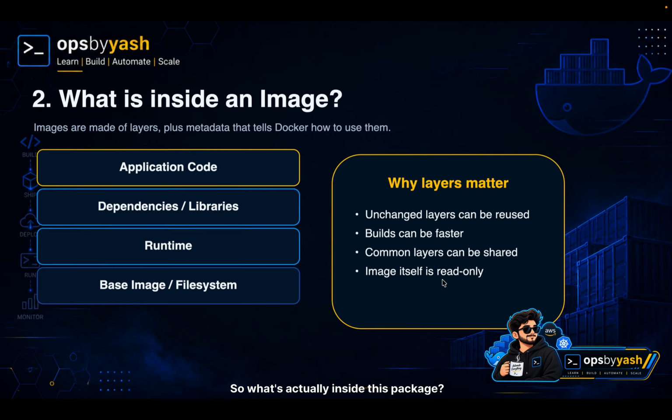So what's actually inside this package? A Docker image is made up of layers. For example, you might have a base file system, then Python or Node.js, then application dependencies, and finally your code. Each layer represents changes added during the image build.